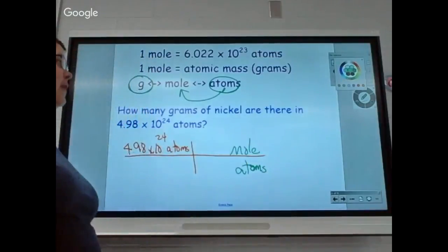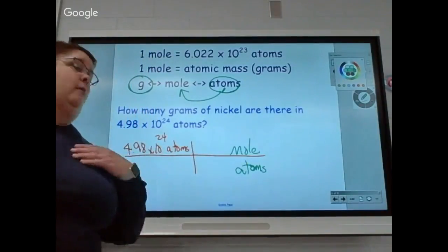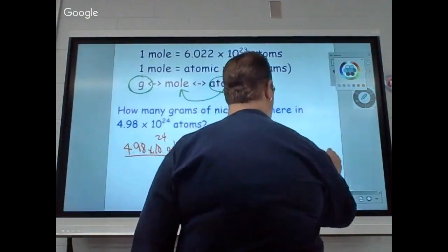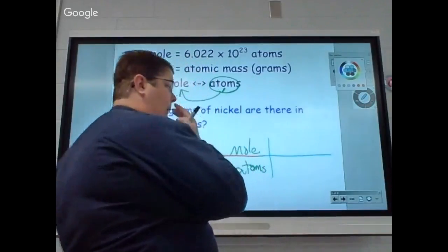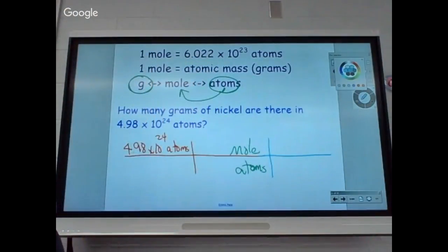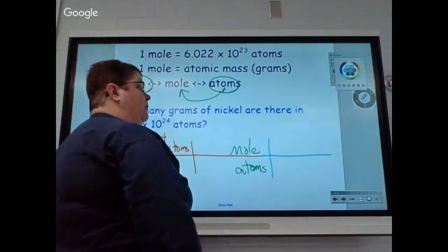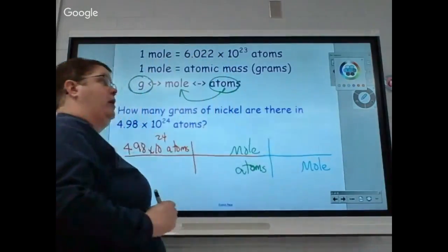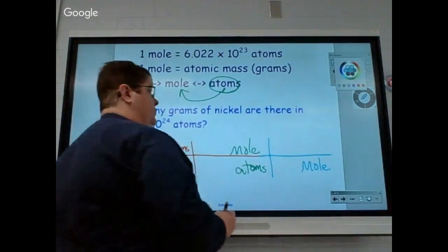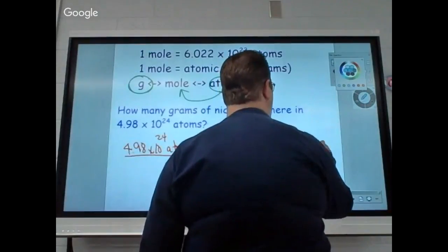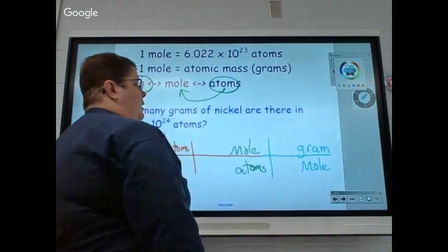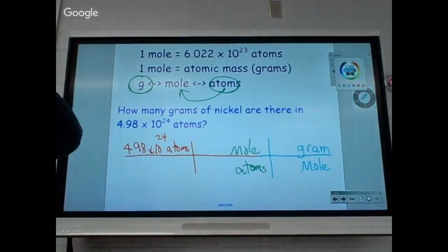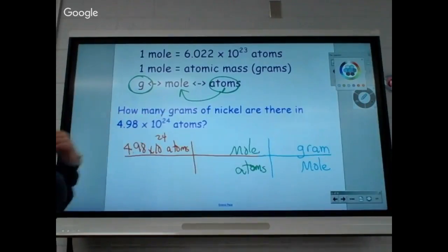Now, if we wanted moles, we would stop there, but we don't want moles. We want what? So we're going to take our chart and extend the chart. Now, what needs to go on the bottom? Mole, because we need mole to cancel out, because we want what unit? We want grams. So now, we're going to put gram on the top line. Now, this time, we're going to use both of those conversion factors. We just need to put the right one in the right spot.